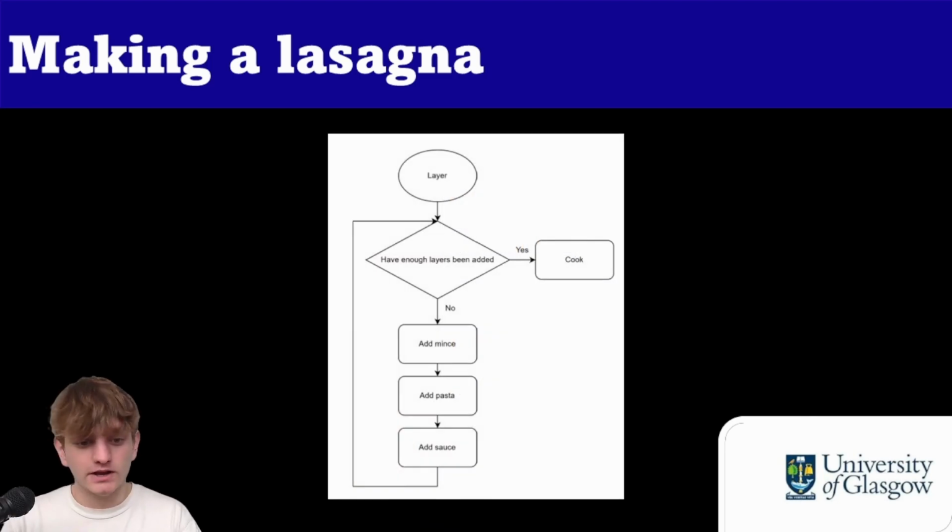Okay, now we come to the next programming construct. What if you are adding layers to your dish? You have to add mince, and then add pasta, and then add sauce. And then if you've added enough layers, you're going to cook it. And if not, you're going to add another layer. So we need a way of doing things like this in programming. We need a way of looping instructions until something's met, don't we?